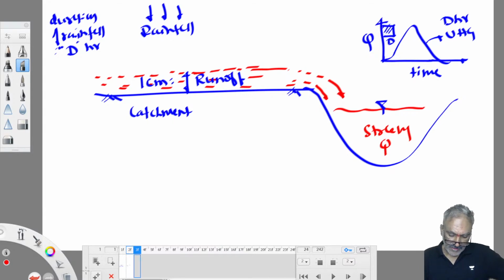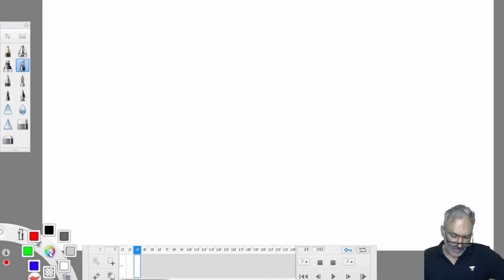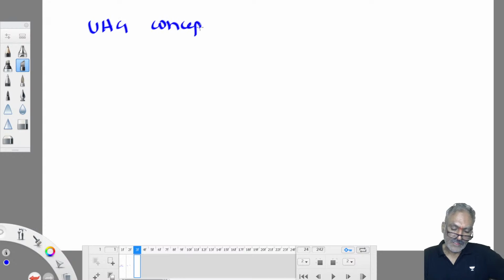This unit hydrograph concept was proposed by Ludwig Sherman. Sherman based it on two assumptions.